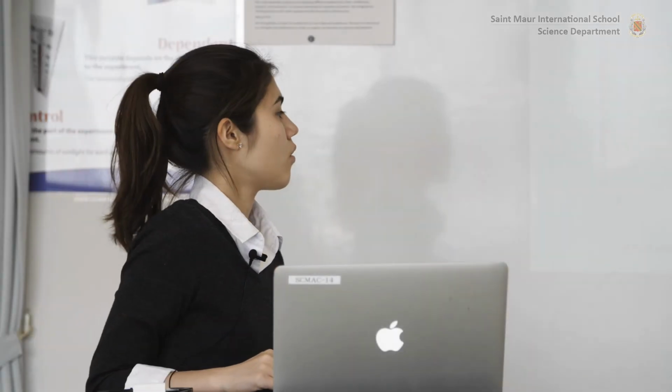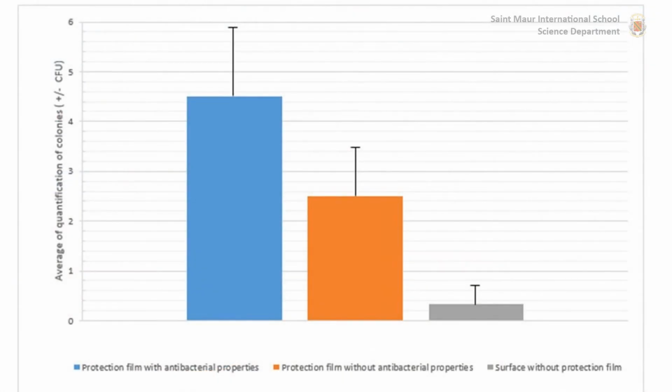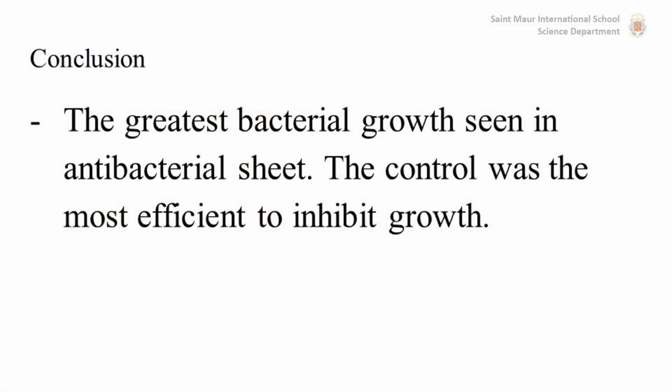The result of the overall experiment showed that the protection film with antibacterial properties actually had the greatest growth of bacteria, followed by the protection film without antibacterial properties, and the least was by the surface without protection film. This result, therefore, was against my hypothesis. And so, as a conclusion, the greatest bacterial growth was on the antibacterial sheet, and the control was the most efficient.